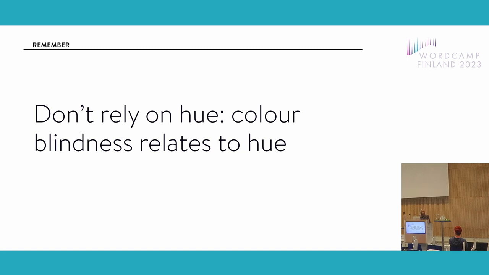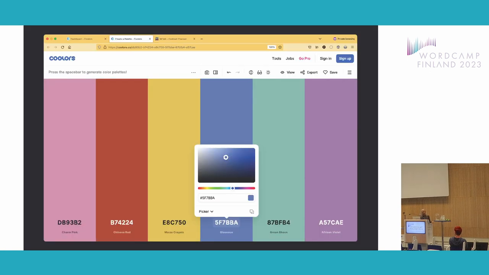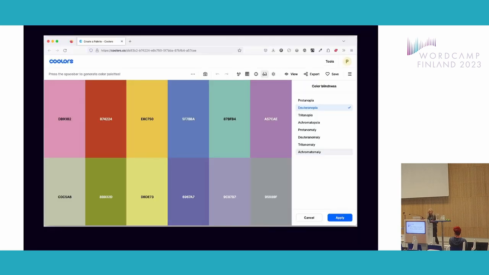That's it. So I'll give you an example of a client's brand palette. It's pink, red, yellow, blue, green, and purple. And if you're wondering why I'm always describing what's on the screen, that's because I want someone who can't see the slides to know what I'm talking about. So these colors are really nice. This is what they look like if you have deuteranopia, which is red and green confusion.